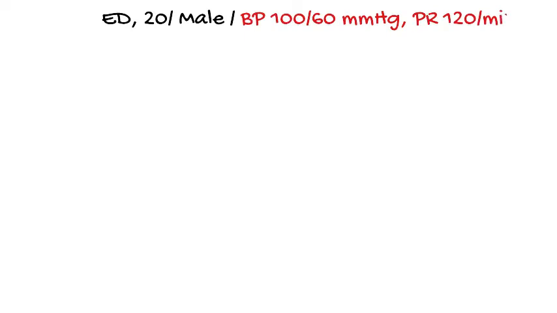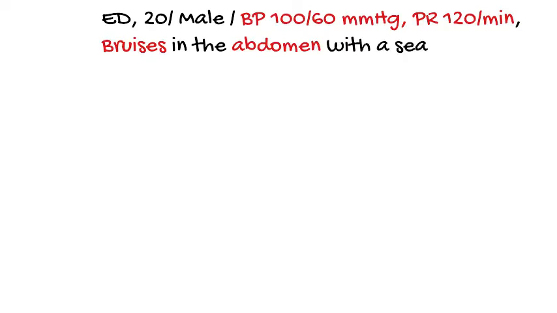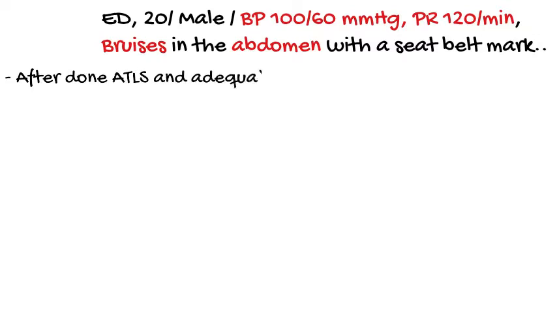Based on the last clinical scenario: a 20-year-old male post motor vehicle accident, noted in the emergency department with a BP of 100/60 mmHg and pulse rate of 120 beats per minute. There are bruises in the abdomen with a seat belt mark. So how would you approach this patient?